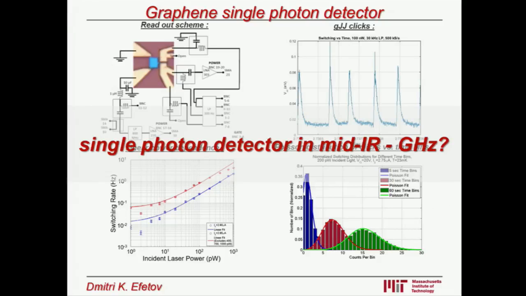This particular data was done in the telecom band, so 1550 nanometers. The longest wavelength we tried, we had a laser at one point with 8 micrometer wavelength, so approaching the far infrared.